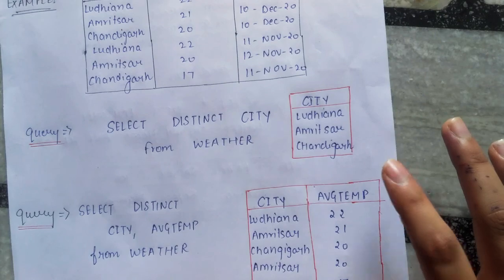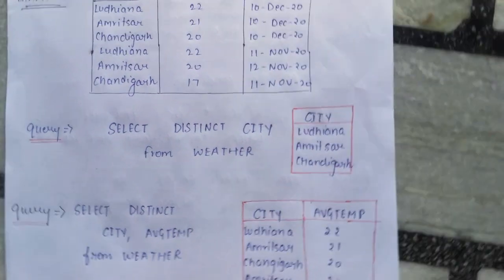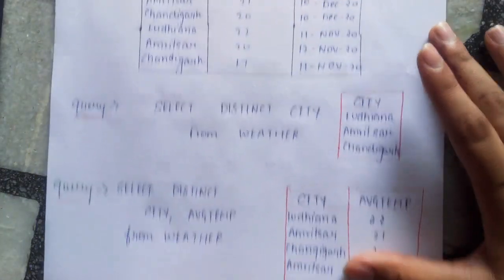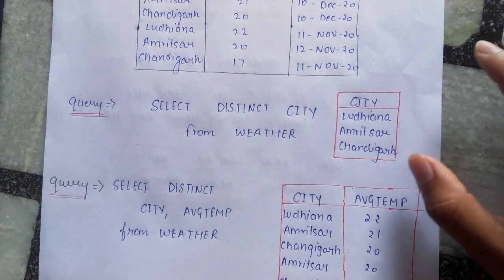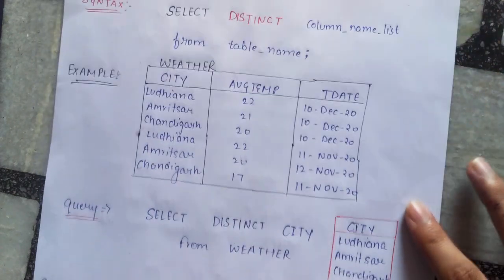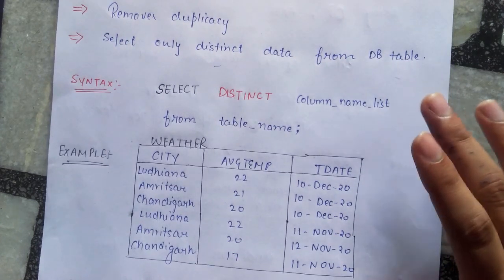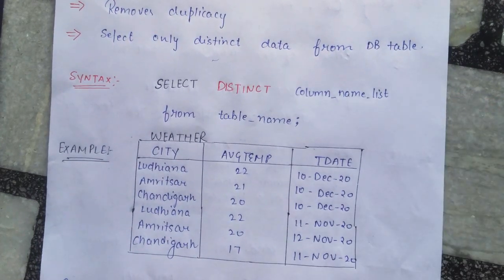So in this case we use the DISTINCT clause in order to reduce the duplicacy of the data and get distinct values from the data. So this is the use of the DISTINCT command with the SELECT command.